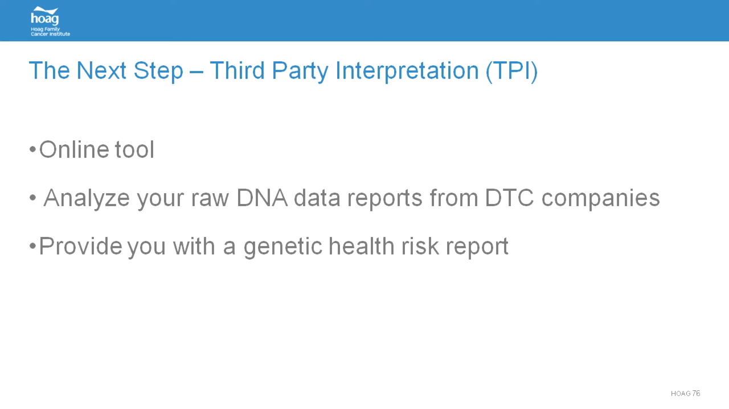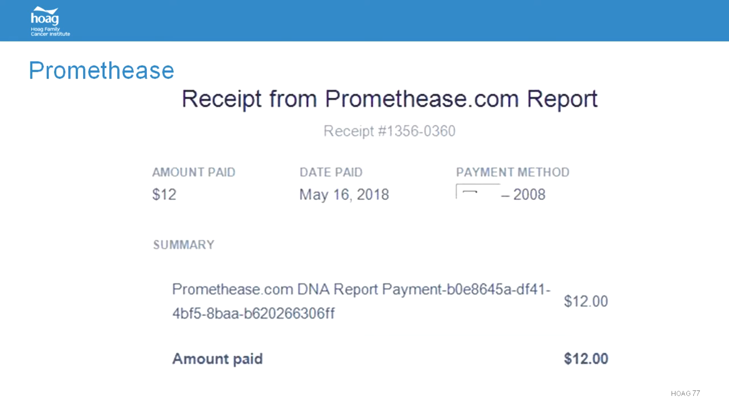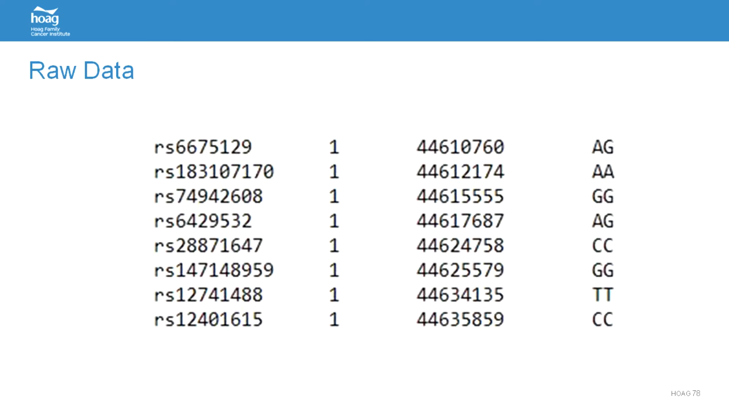So the next thing people who do 23andMe can do, because they're only reporting on some of the 600,000 SNPs that they're testing, is you can purchase third-party interpretation, analyze your raw DNA reports, and then I'll show you what that looks like, because I decided to do that too. Bought it through Amazon, $12, and then you get your DNA report.